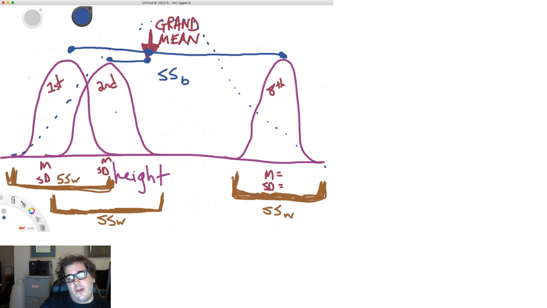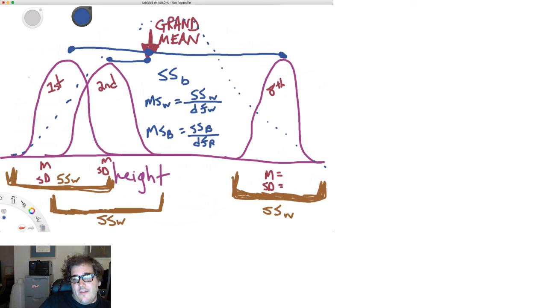So this is the more important part, I think. Mean square between and mean square within, they're just adjusting for your sample size and for the number of groups that you have. So you're just adjusting relative to your degrees of freedom. Mean square within equals sum of squares within divided by degrees of freedom within, right? And mean square between equals sum of squares between divided by degrees of freedom between.